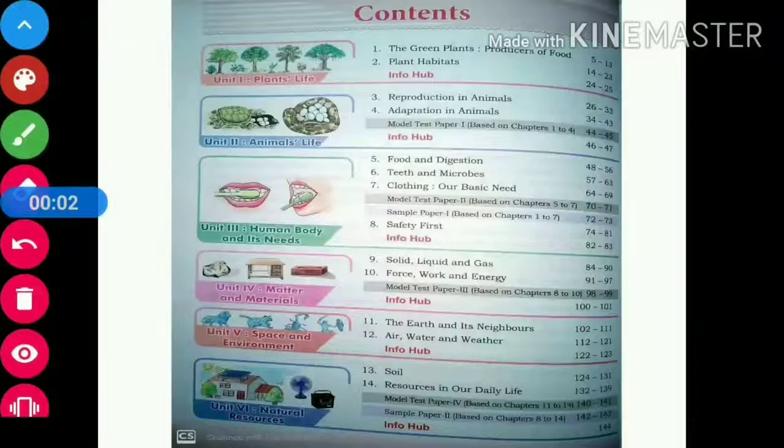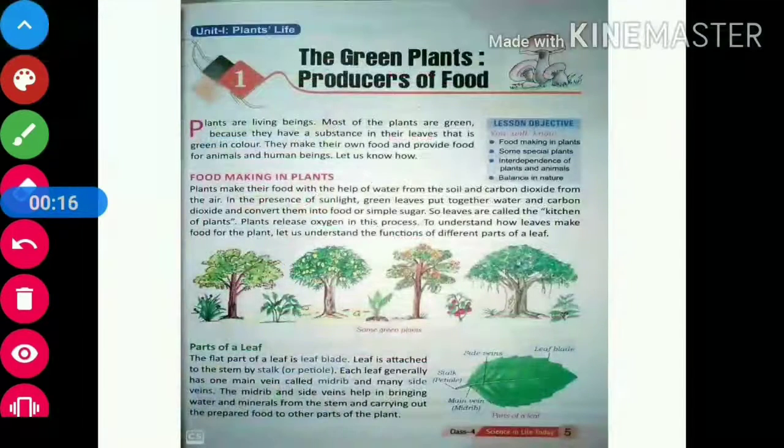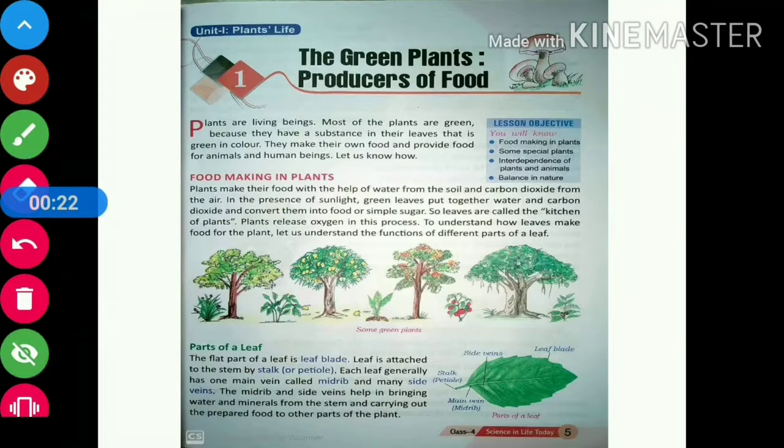Today we are going to read the first chapter of Prachi Publication Class 4, that is Green Plants: Producers of Food. Okay, so let's see what is given in this chapter. So here is the page from the text. Let us see what is in the chapter.